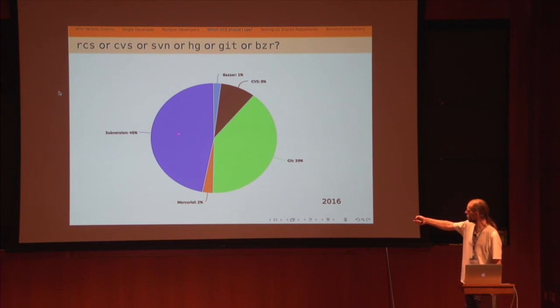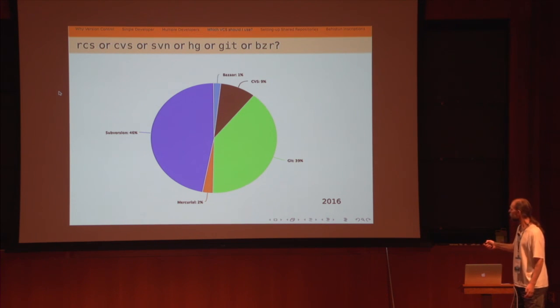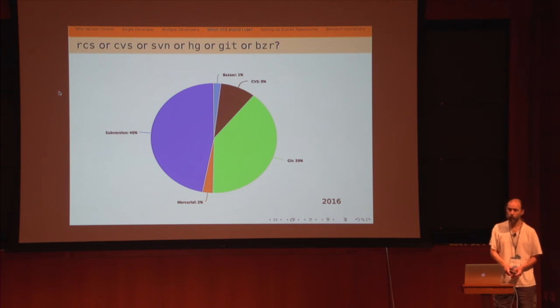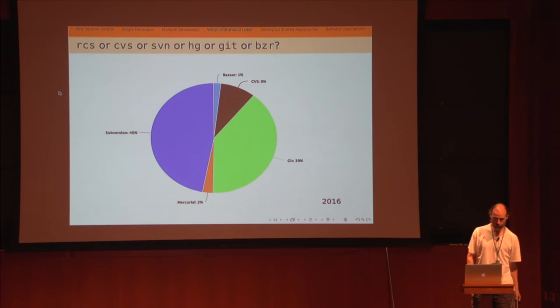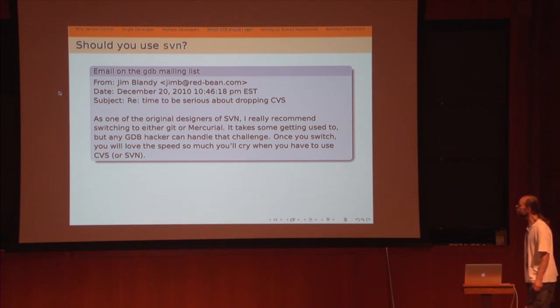Git's up to 39%, it all came from Subversion. People stuck in CVS. My guess is that what's going on is that these are old packages that nobody's messing with. They're still there, they get a commit every few years. Ditto for SVN. So, should you use SVN?